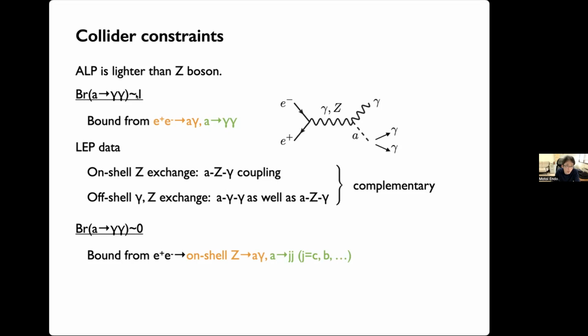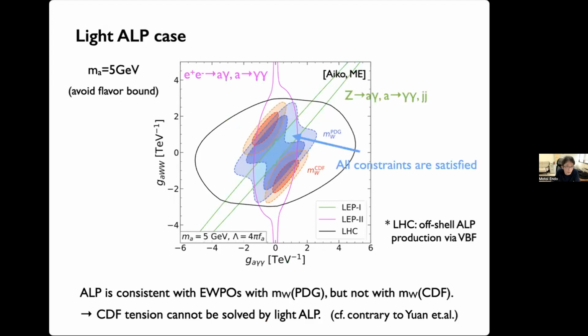And this is the case where the branching ratio of A to gamma gamma is of order one, but when this decay is suppressed, then we alternatively obtain a bound from e plus e minus to on-shell Z boson decay into A gamma, and this A decays into dijet. And this jet mainly comes from charm quarks, bottom quarks, and so on. So this is the result for m_A equal to 5 GeV, which avoids the flavor constraint. And these red and blue regions are the electroweak precision observable result. And this blue band comes from LEP1. I mean the Z boson decay into A gamma and A decay into diphoton or dijet.